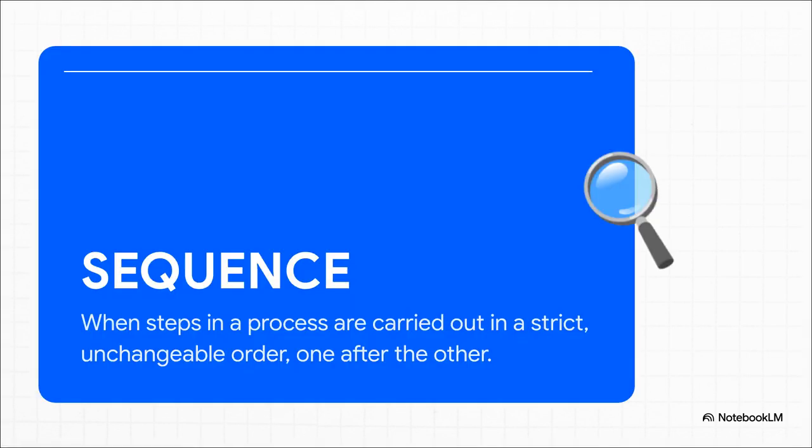First up, the most straightforward one, sequence. This is just doing things in order. Simple as that. You have to put your socks on before you put on your shoes. It just doesn't work the other way around. In coding, just like in life, some steps just have to happen in a specific, unchangeable sequence.